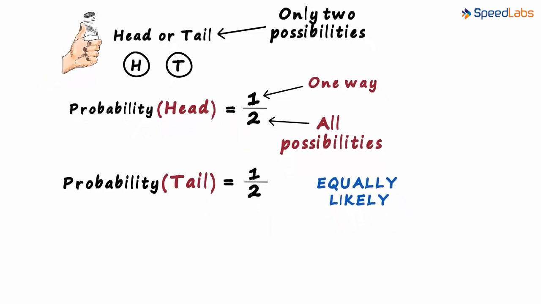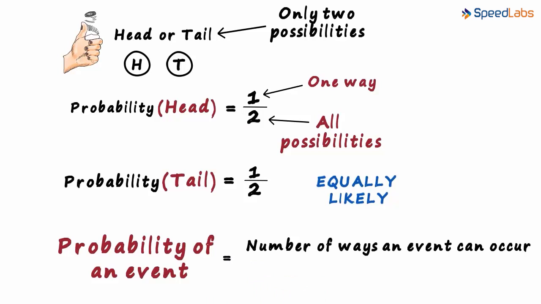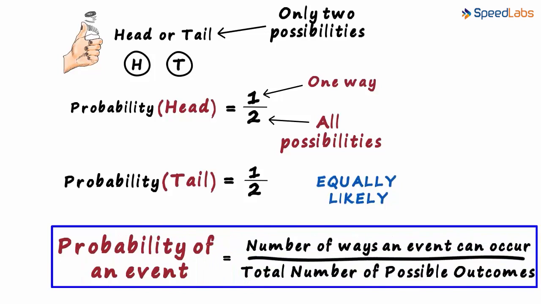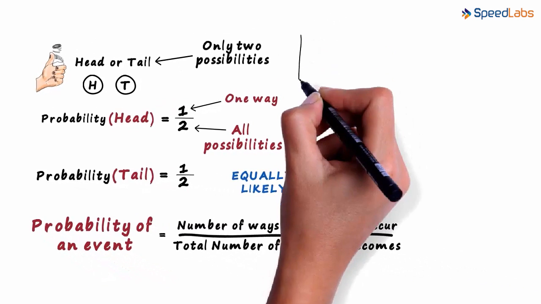Let's try and deduce a formula for the probability of an event. In the numerator, we have the number of ways in which an event can occur, and in the denominator, we have the total number of possible outcomes. It just means how many possibilities out of the total possibilities. This formula will be a lot clearer as we see more and more examples. The formula is not important. What's important is what we are going to see next.